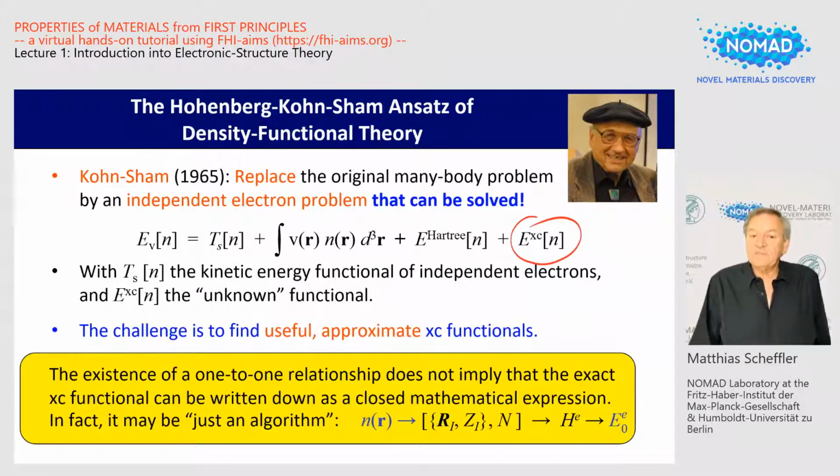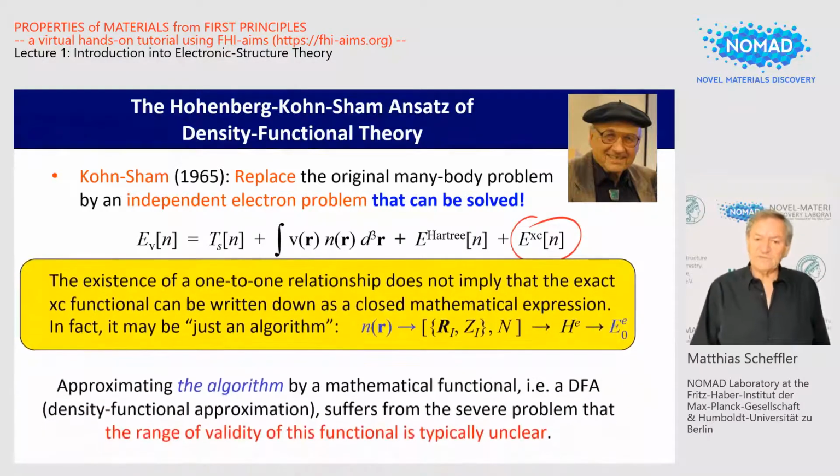In fact, it may be just this algorithm which we mentioned before, that if you want to evaluate it, you have to go all the way from the density to the positions and charges and number of electrons to the Hamiltonian, and then you get the energy. Maybe it's just an algorithm and not really a simple functional. Approximating this algorithm by a functional, that is by a density function approximation, DFA, suffers from the severe problem that the range of validity of this functional is typically unclear.